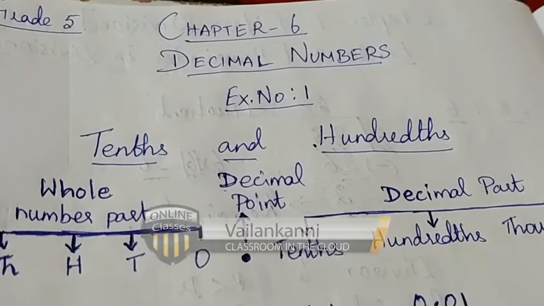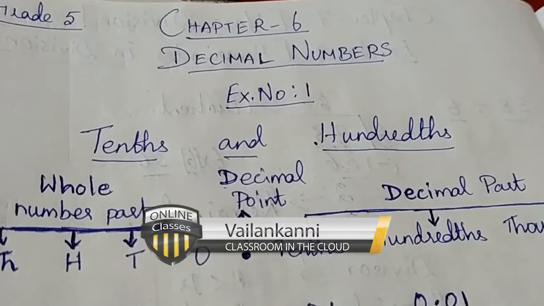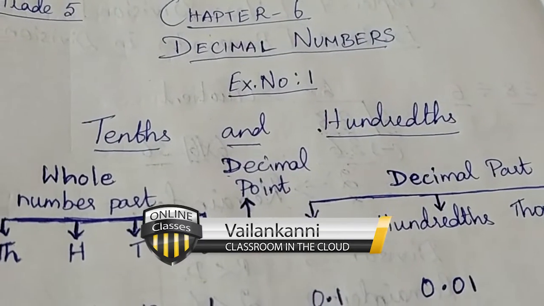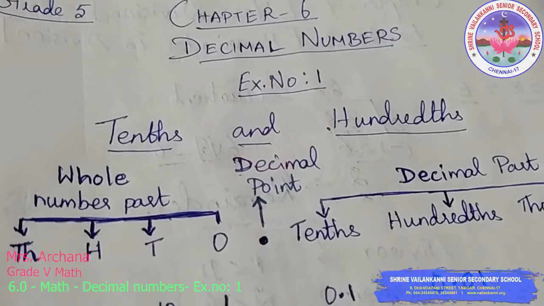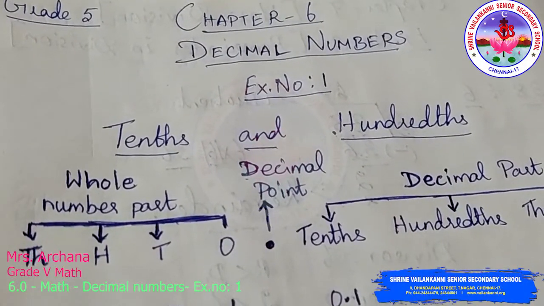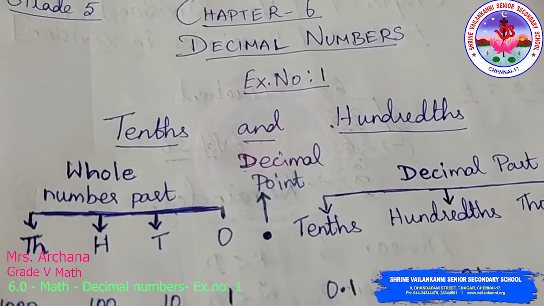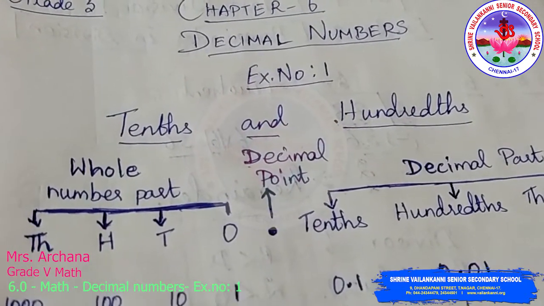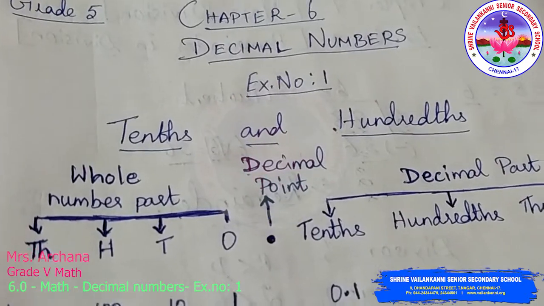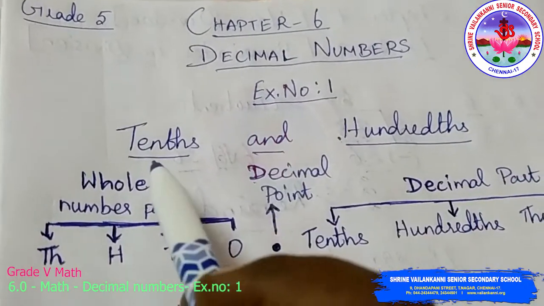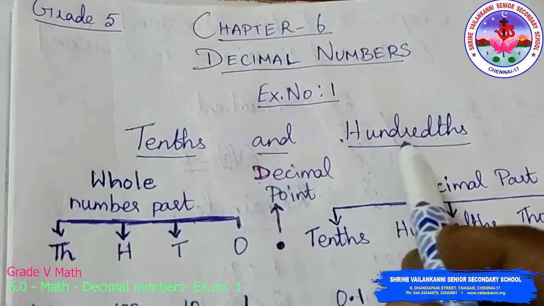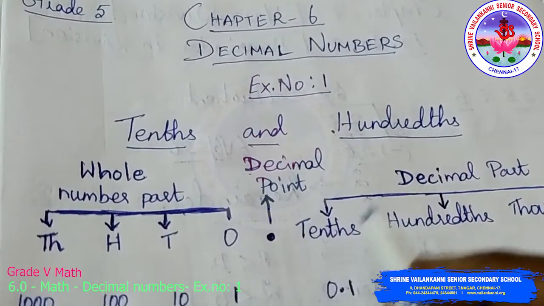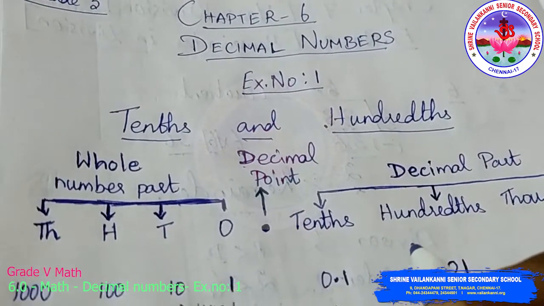Hello children, in this video we are going to start our chapter 6, which is going to be your decimal numbers. So under decimal number exercise 1, we are going to learn about the tenth and hundredth. That is, this tenth and hundredth will fall under the place value chart.